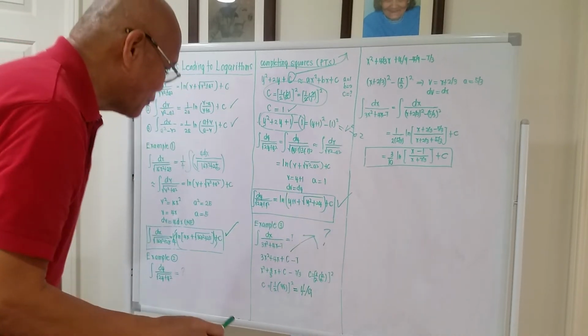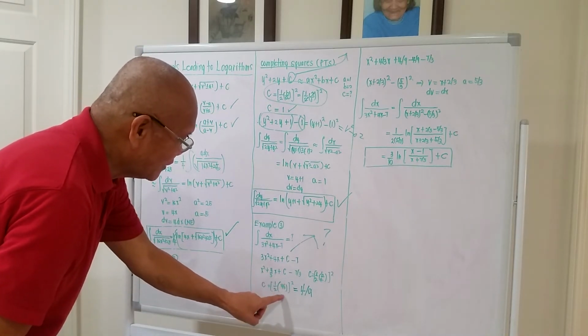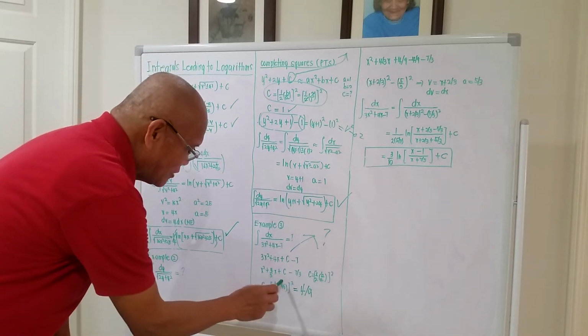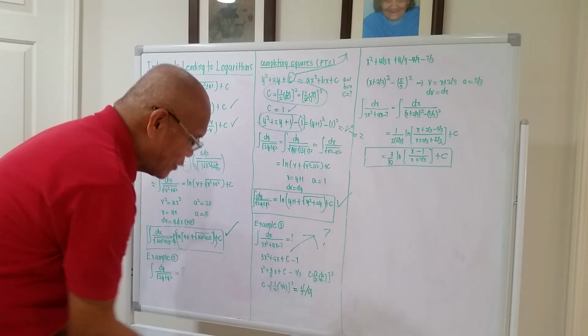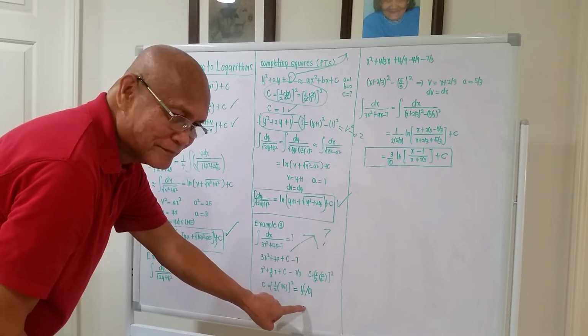Actually, we can now compute for c. c will be equal to 1/2 times b over a, which is 4/3, quantity squared. Okay? 4 and 2 cancel, so this should be 2/3 quantity squared. So the unknown value of c is 4/9.